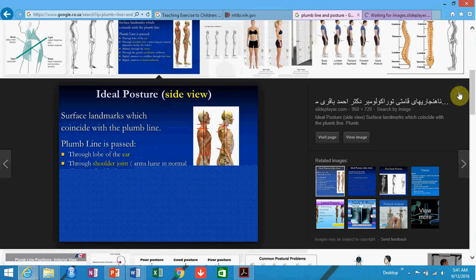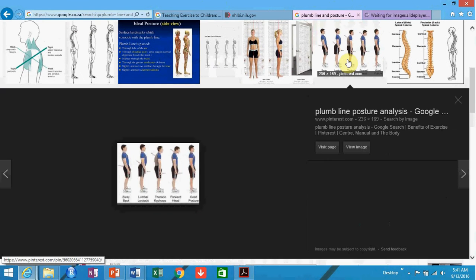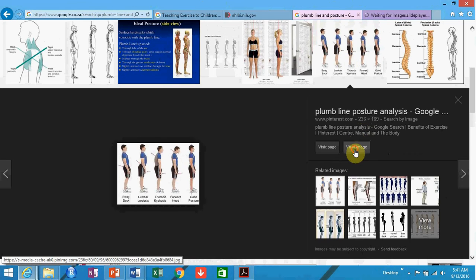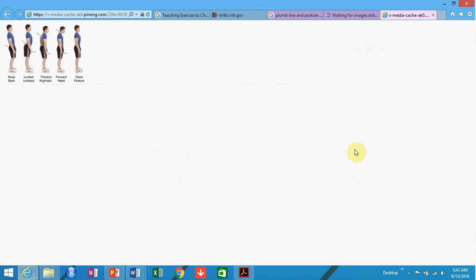But whilst we wait for that, let me show you some of the postural deviations. View image. So some of us in the class might have a sway back posture, lumbar lordosis. We might have kyphosis, forward head posture, or good posture. Good posture is where the plumb line runs through the midpoint of the ear, the shoulder, the trochanter, and then through the knee, midway through the knee, and slightly anterior to the malleolus.